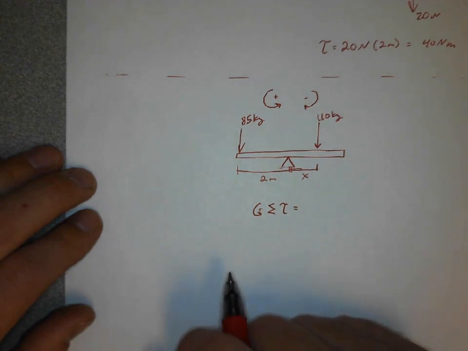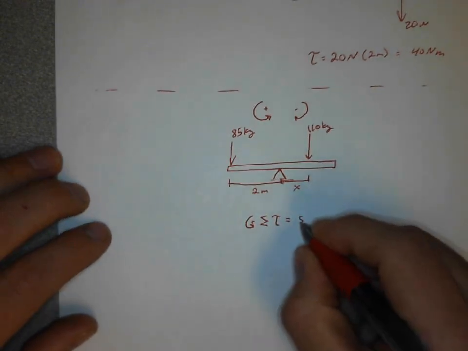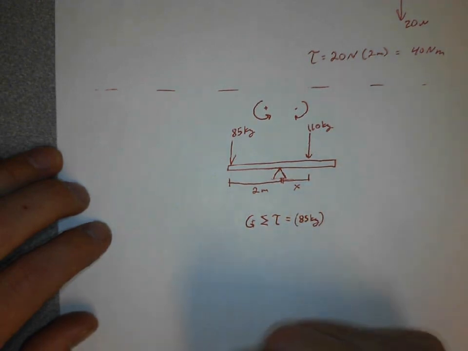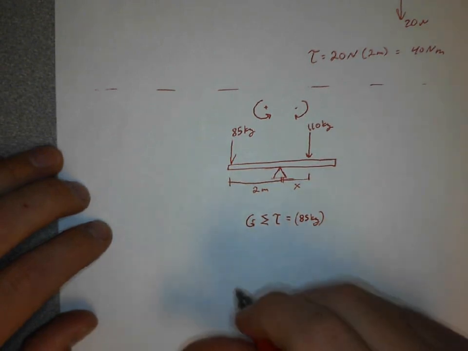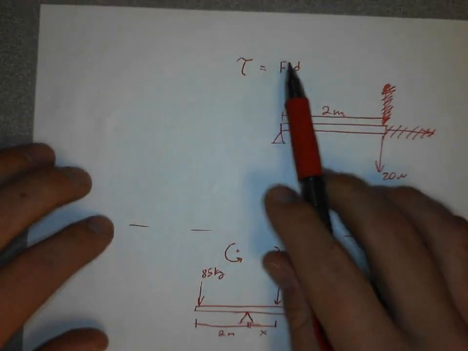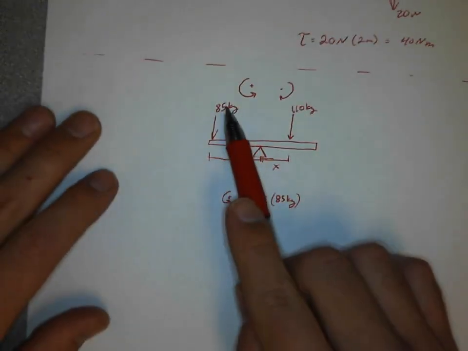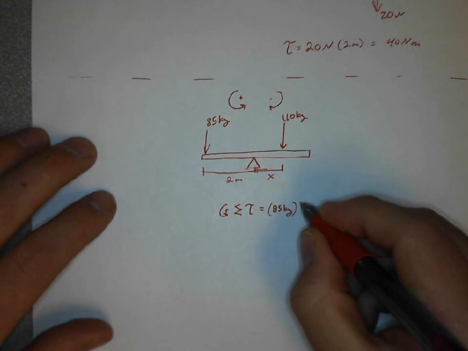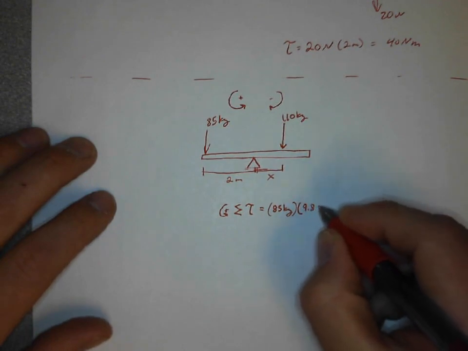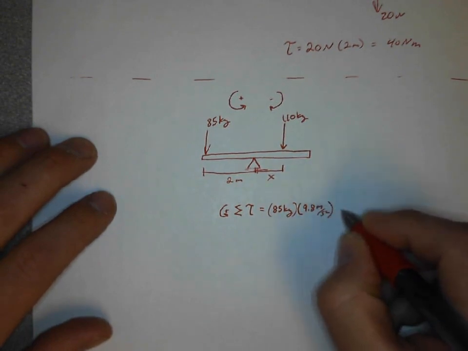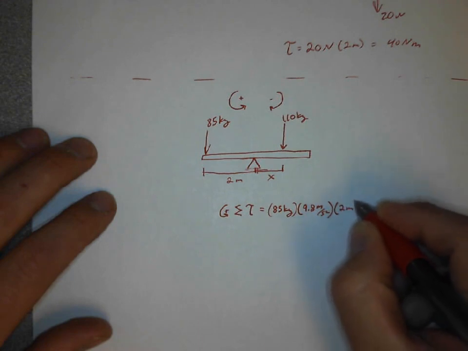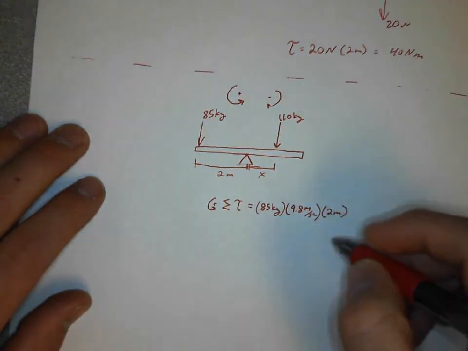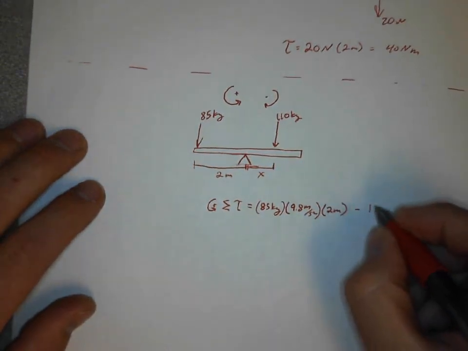All right, so in this case I've got 85 kilograms over 2 meters. But notice something. Up here, we talked about it being a force times the distance. If I do 85 times 2, that's a mass times the distance, so we need to add gravity in here to make it a force. And then we put the 2 meters. That's positive because this is going counterclockwise. And then the 110, we're going to subtract that.